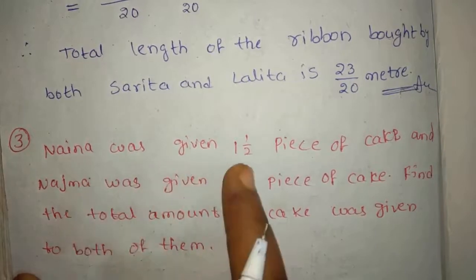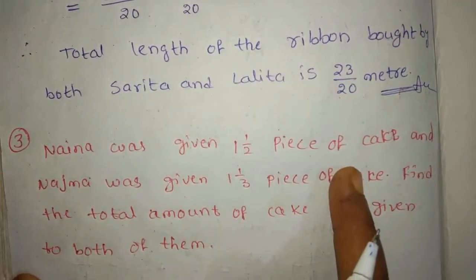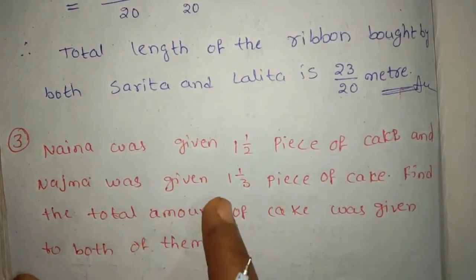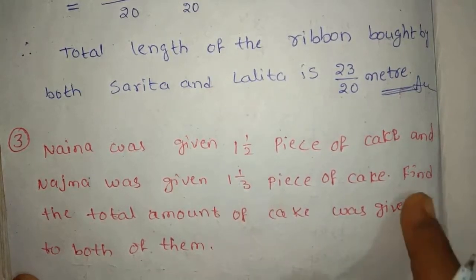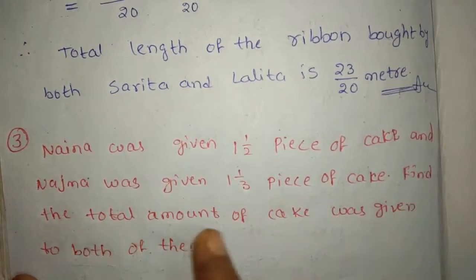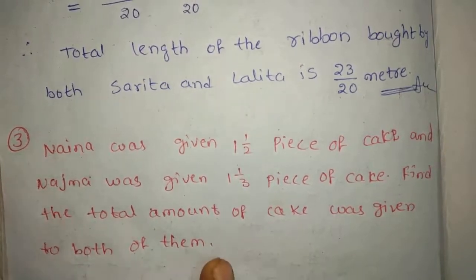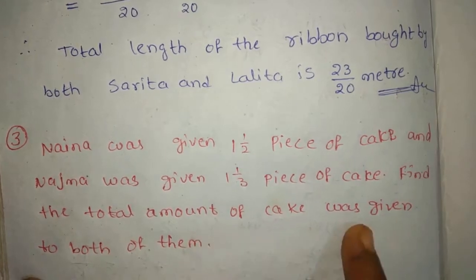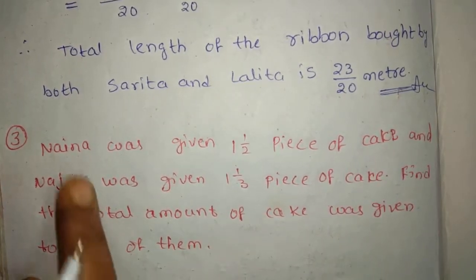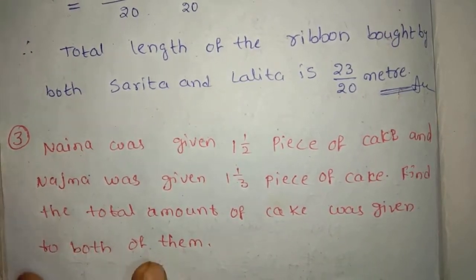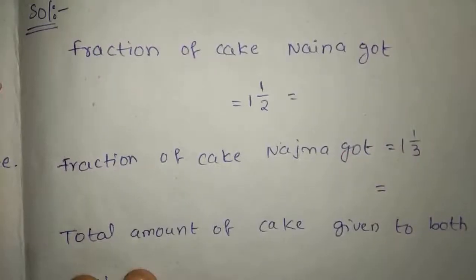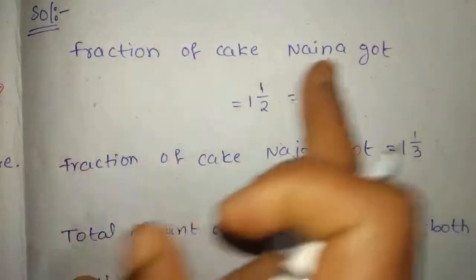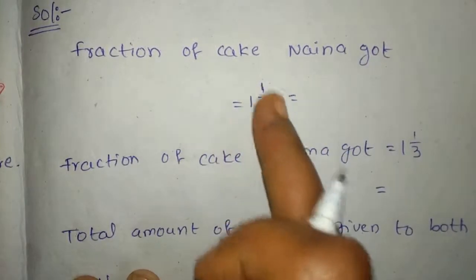Naina was given 1 by 2 piece of cake and Nazma was given 1 by 3 piece of cake. Find the total amount of cake given to both of them. Now we find the total amount of cake given to both Nazma and Naina. Okay. First, the fraction of cake Naina got, 1 by 2.